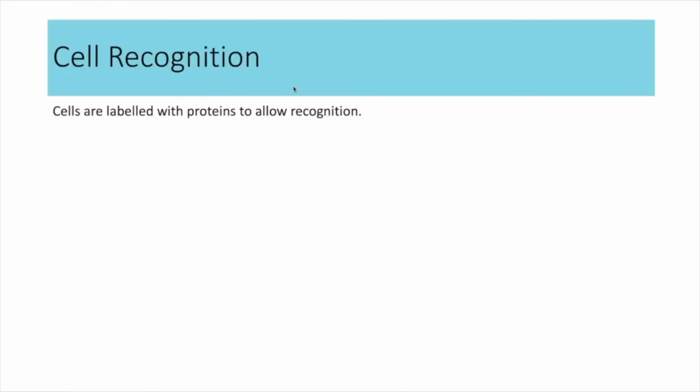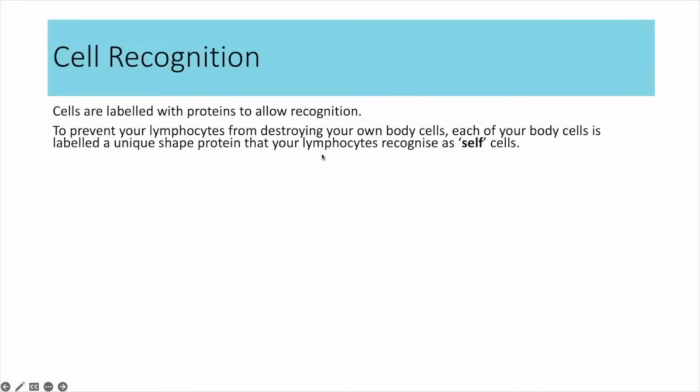So the whole of the second line of defense is due to cell recognition. So being able to recognize cells that are not your own body cells. And that is because cells are labeled with proteins to enable this recognition. And this is what prevents your lymphocytes from destroying your own body cells, because all of your body cells are labeled with a unique shaped protein, so an antigen, that your lymphocytes recognize as self cells.